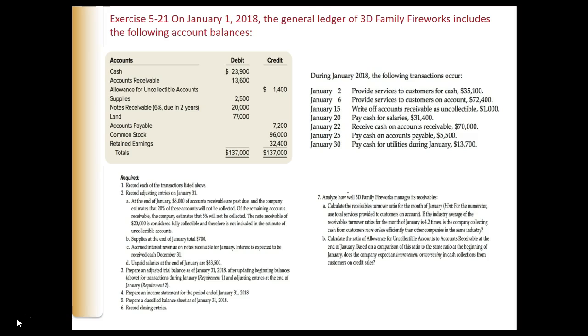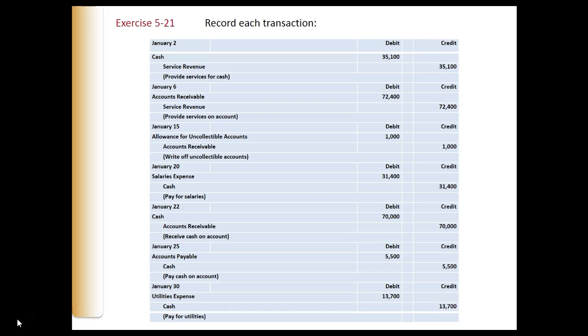Provide services to customers for cash of $35,100. Provide services to customers on account, $72,400. Write off accounts receivable as uncollectible, $1,000. Pay cash for salaries, $31,400. Receive cash on accounts receivable, $70,000. Pay cash on accounts payable, $5,500. And pay cash for utilities in January, $13,700. So let's do that first.